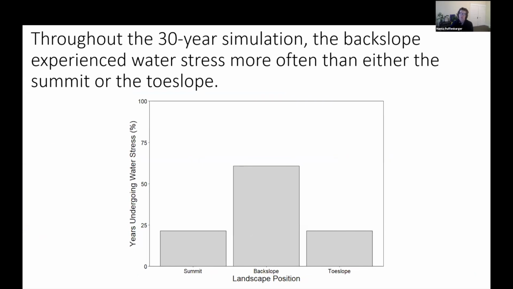And part of that is the limited soil water storage that we observed in our field trial. And when we look at how many years out of that 30-year period that different landscape positions experienced a yield loss greater than 10% due to water stress, we see that the backslope position was far and away much more sensitive to water stress than our other two landscape positions, experiencing water stress in 17 years out of the simulation, compared to 6 years in the summit and toe slope.